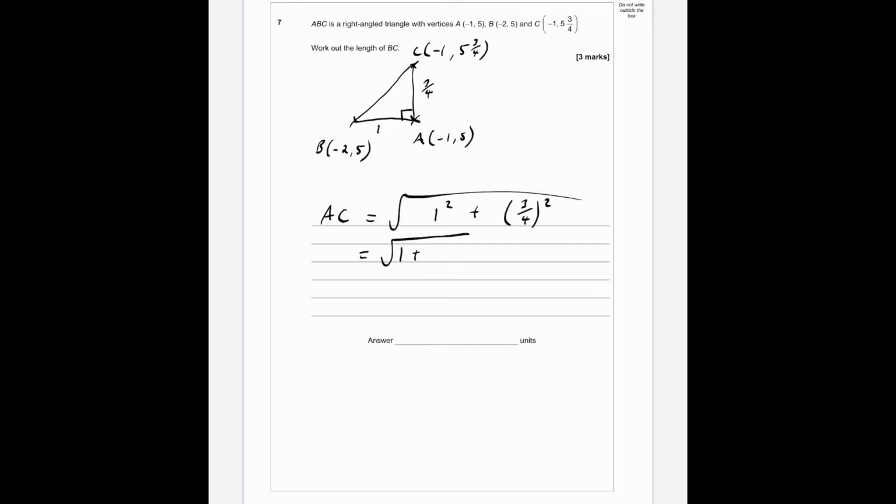3/4 squared is 9/16. 1 squared is obviously 1. Adding 16/16 to 9/16 gives me 25/16. Both are square numbers, so I can square root the numerator and denominator one at a time. That gives me 5/4, or 1.25, or 1 1/4, any of those.